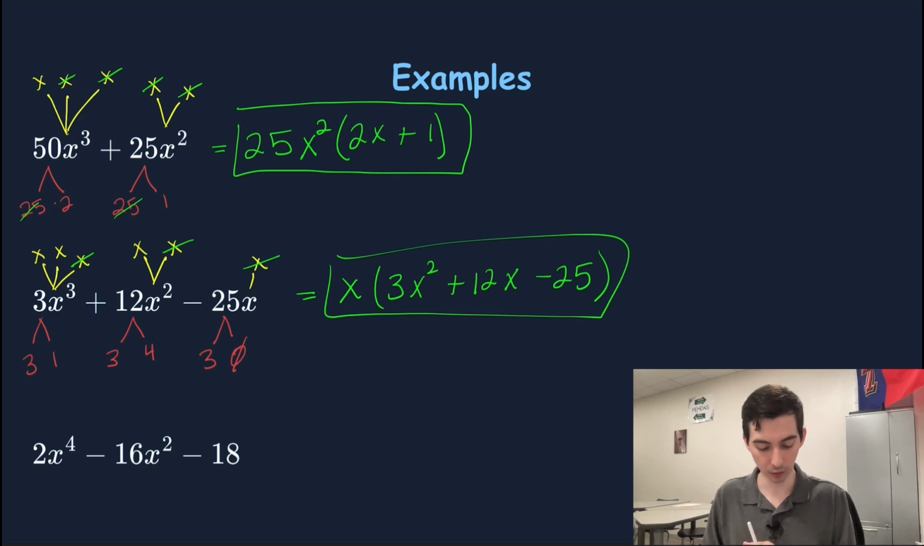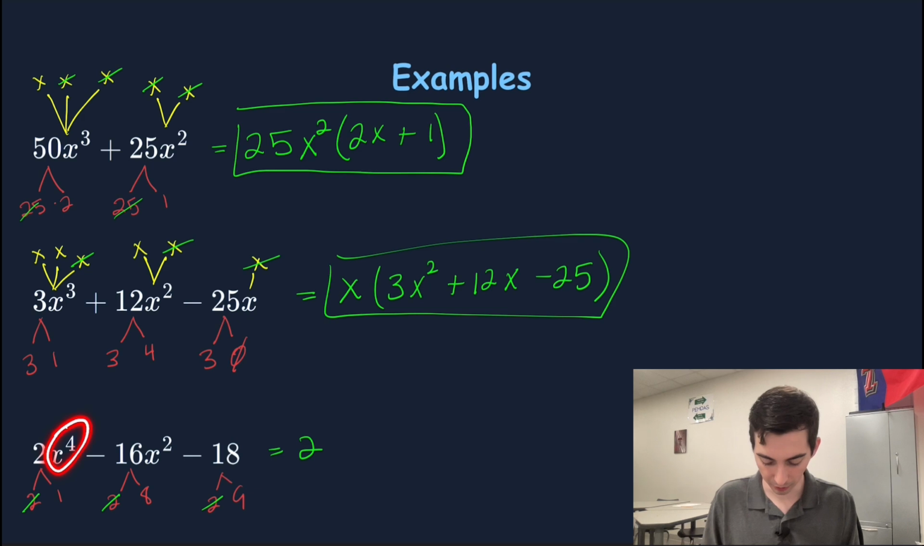And now for this last one, let's look at our numbers first. So for my numbers, 2 can be separated into 2 times 1. My negative 16 can be separated into 2 times 8. And my 18 can be separated into 2 times 9. So I see a GCF here that I can cancel. All of these terms have a 2 with them. So 2 is going to be part of my GCF.